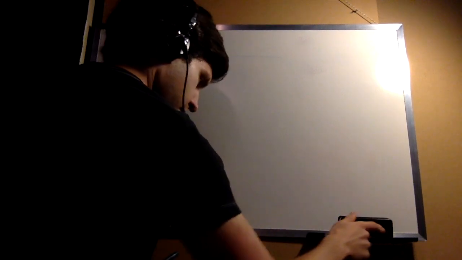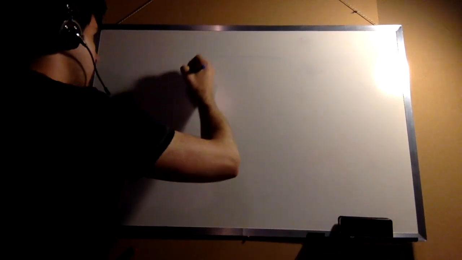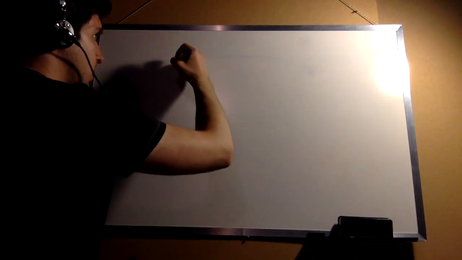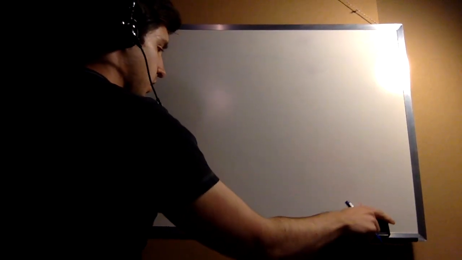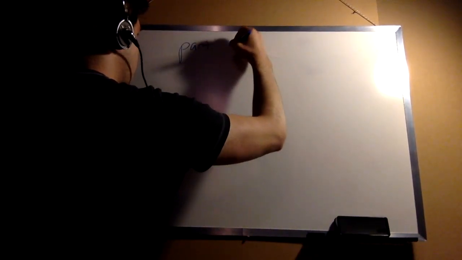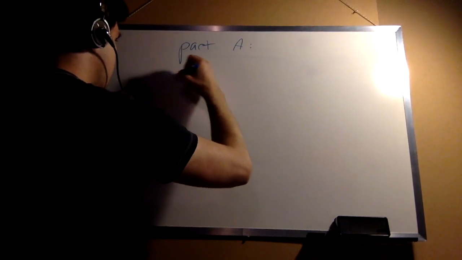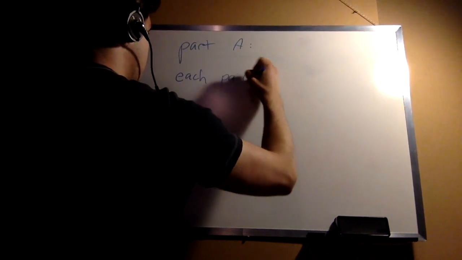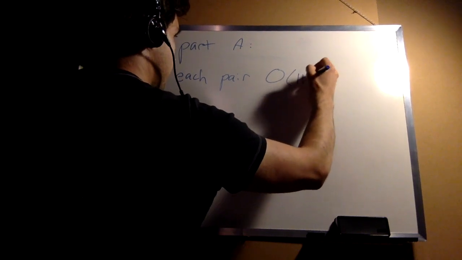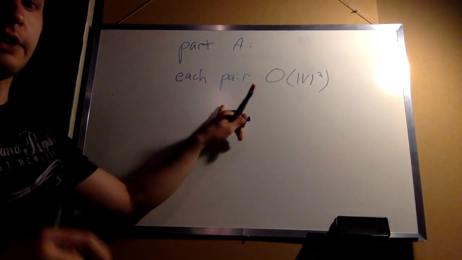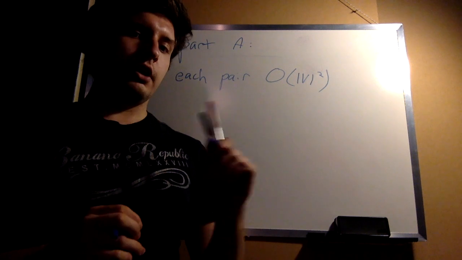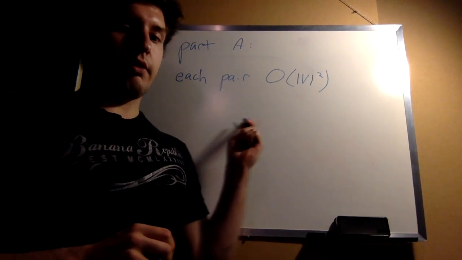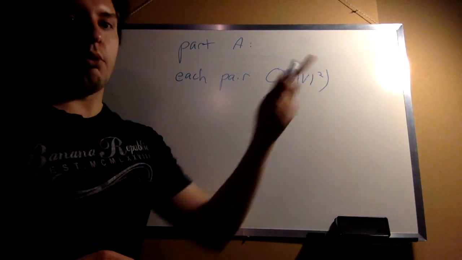All right. So back to part A. What we basically came up with in part A was a loop of, for each, let's title this, part A. So each pair, which is O of V squared, because any loop where you're accounting for two elements together, so comparing every element to each other, is going to be O of n squared. So in this case, our vertices are n, so it's O of V squared.